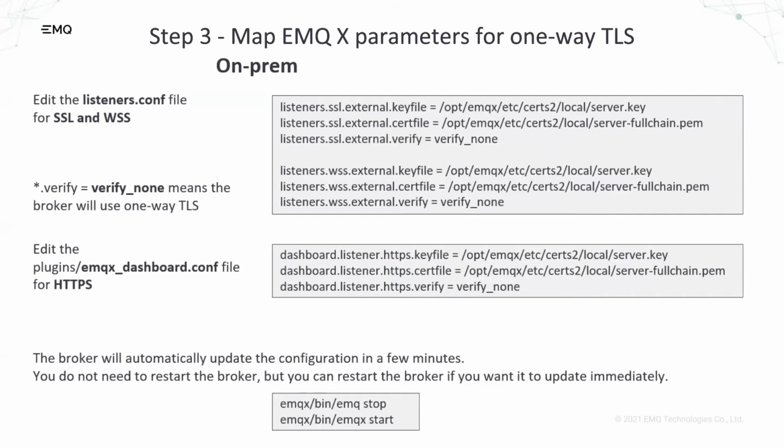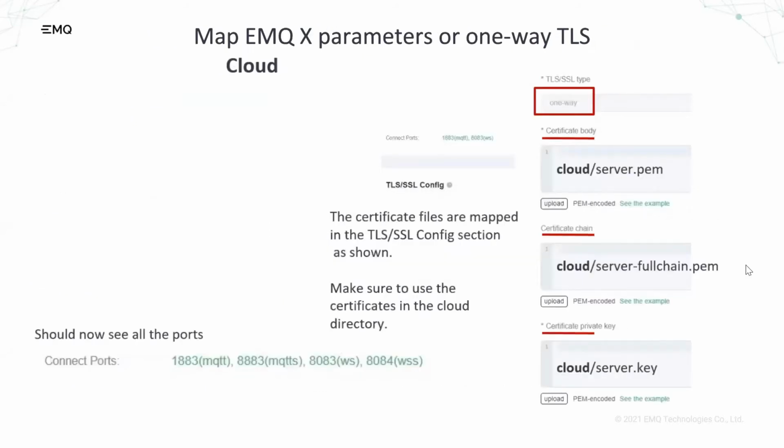map EMQX on-prem. And for EMQX Cloud, you want to go to the overview page. And for one-way TLS, you want to specify one way. And then you'll use the server.pem file and map that to the certificate body, and the server full chain.pem file and map that to the certificate chain. And then the server.key file will be mapped to the certificate private key. It takes a couple of minutes for this to set up. And then you'll know it's ready when it says running. And also you can verify that all the listeners are listening to the SSL ports too.